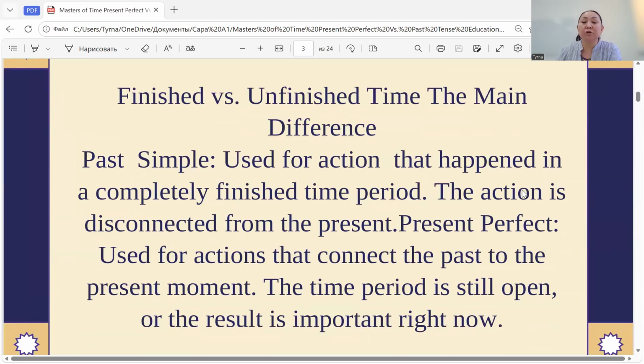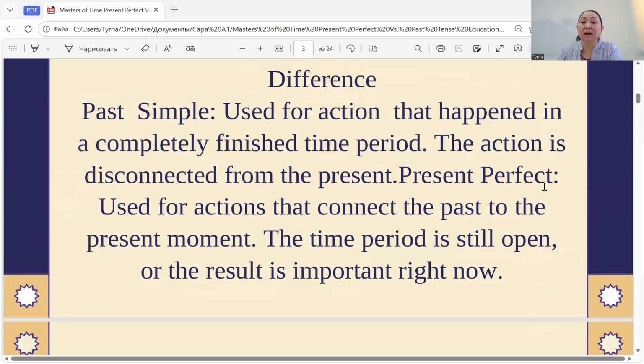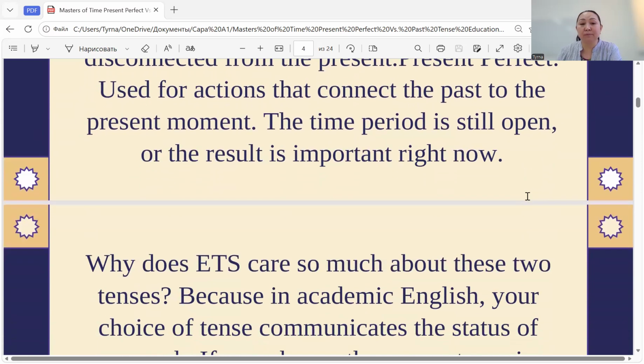Past simple, used for action that happened in a completely finished time period. The action is disconnected from the present. Present perfect, used for action that connects the past to the present moment. The time period is still open, or the result is important right now.